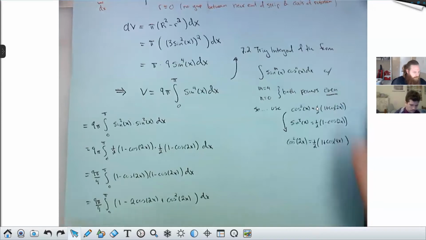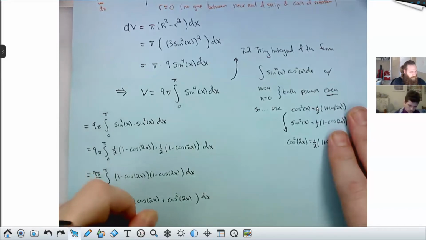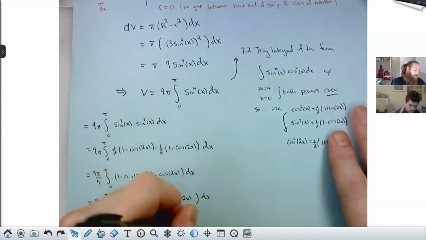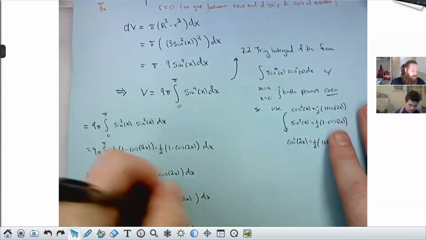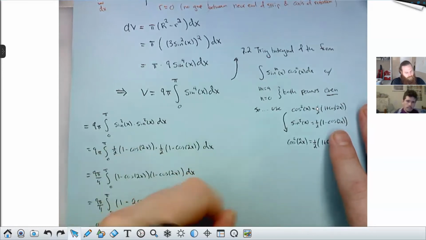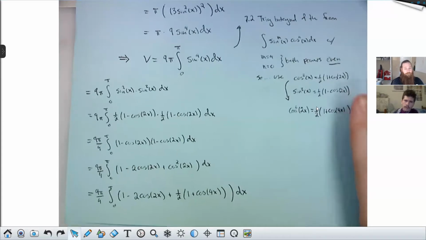So we come back here. I have 9 pi over 4, integral 0 to pi, 1 minus 2 cos 2x plus 1/2 times 1 plus cos 4x dx, like this. All right. Can I take just a minute to see that? Sure, sure.